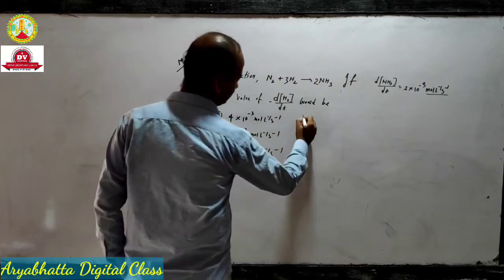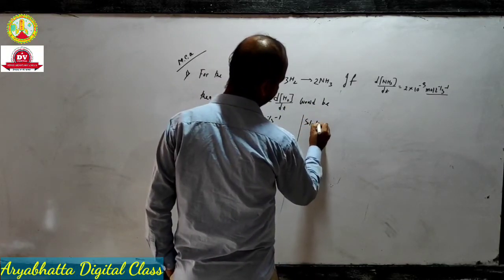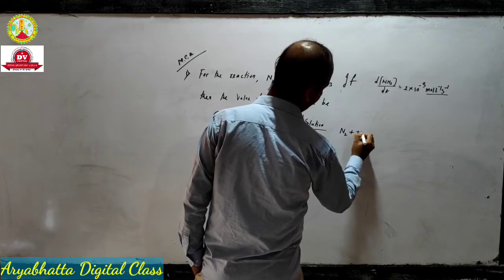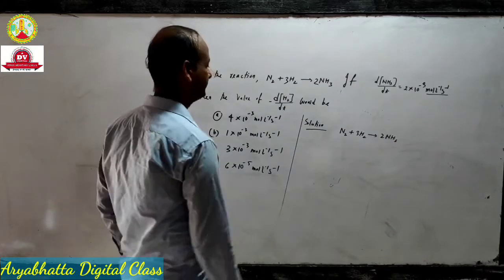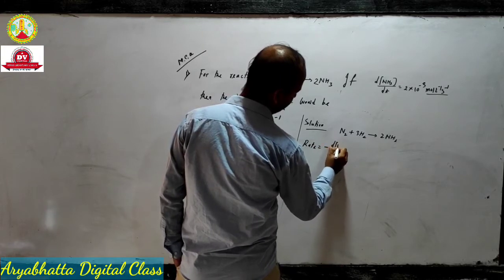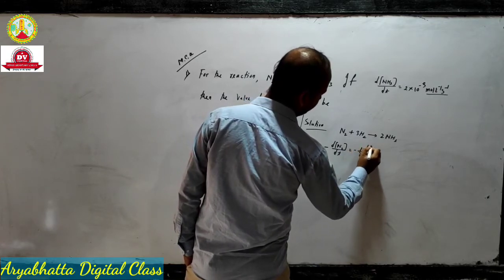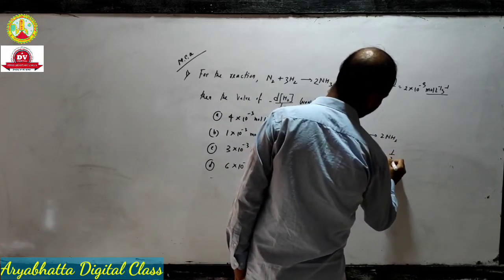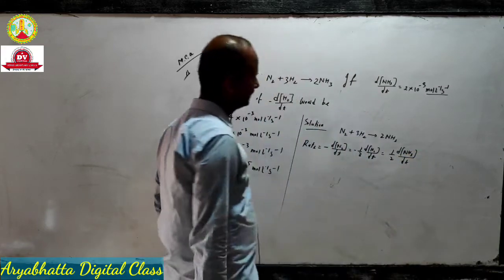See how we do it, you know, I taught this in the last class. Solution: the reaction is N2 plus 3H2 gives ammonia. Now for this reaction, how much will the rate be? The rate is minus dN2 by dt, next minus 1/3 dH2 by dt, next 1/2 dNH3 by dt. Please see the rate of the reaction.